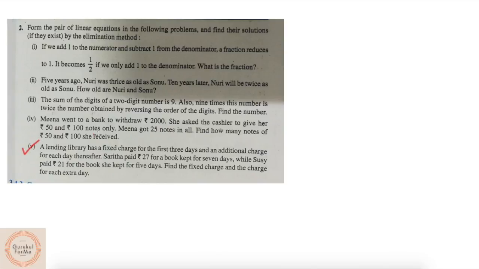Let's look at example number 5. A lending library. Of course, a library lends books. You may sell also, but definitely it lends. It has a fixed charge for the first 3 days. You take a book you normally wouldn't read in 3 days, so it will charge you some fixed charge, and then an additional charge for each day thereafter. You take a fat big book and end up taking 10 days to read it.